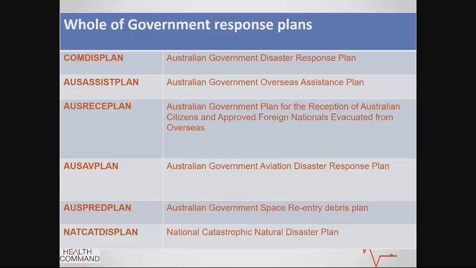Others are used less often. I don't think I've ever seen the AusPred plan, the space re-entry debris plan, used, but I'm sure it's there in case it's needed. Perhaps my Air Force colleagues could tell me when that's been used, but not in my time.